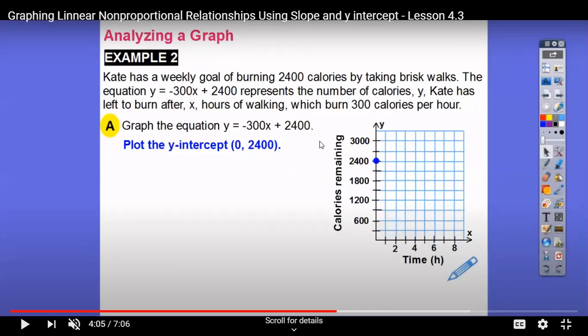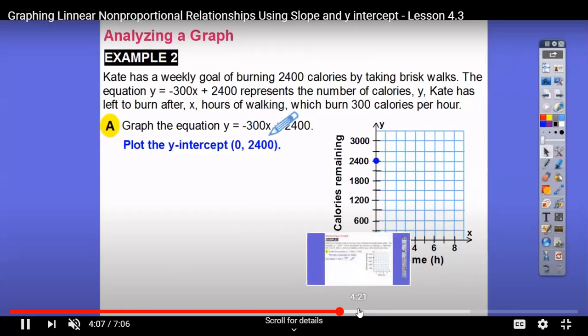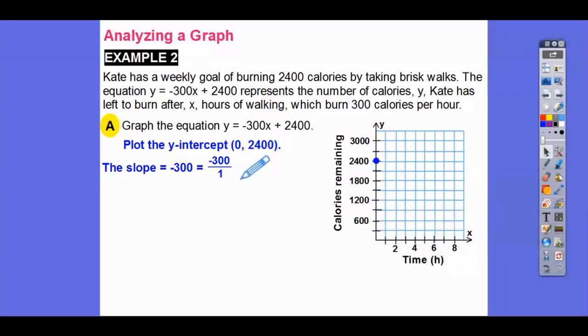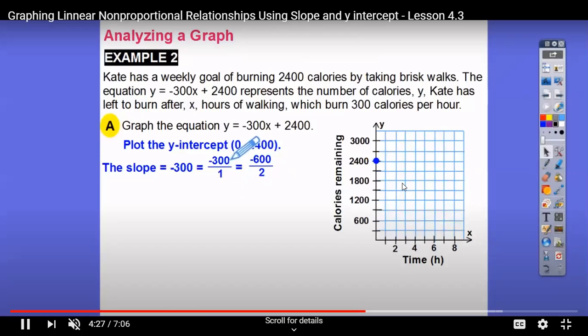We will start from the y-intercept, which should be (0, 2,400), and we will put it up here. And then negative 300 means that you are going to move down 300 and then to the right 1 unit. Then we found the first point, and now we want to find the second point. As I said, for the slope, we will move down 300, so 2,400 minus 300 will be 2,100. And then we will move to the right 1 unit.